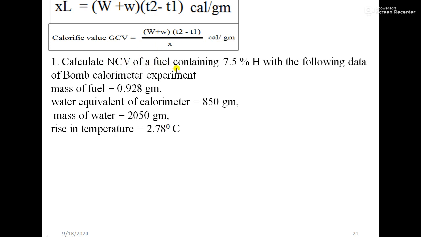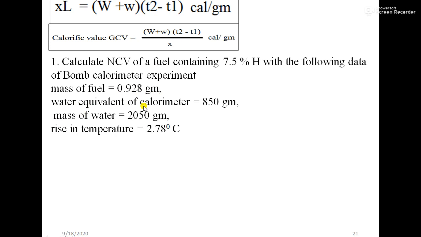Calculate NCV of a fuel containing 7.5% hydrogen with the following data. So this 7.5% hydrogen will be required for NCV calculation. So first we are going to calculate GCV. Mass of the fuel is 0.928 gram, which is X. So X is 0.928 gram.